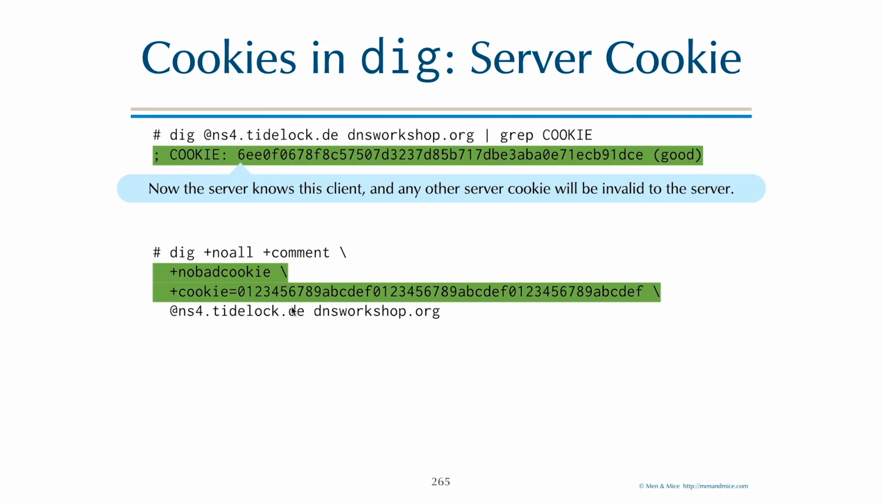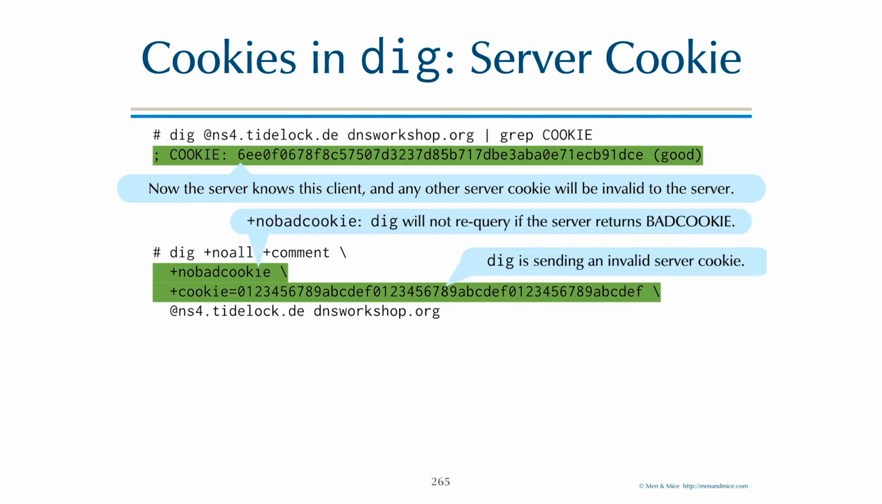This is what the server's expecting. And we're sending a server cookie. This is nice and long. This is the same length as up here. That's a server cookie. And 0, 1, 2, 3, 4, 5, 6, 7, 8, 9, A, B, C, D, E, F, repeated 3 times, is not the valid server cookie. So we're sending a bad server cookie, and we're saying don't requery.